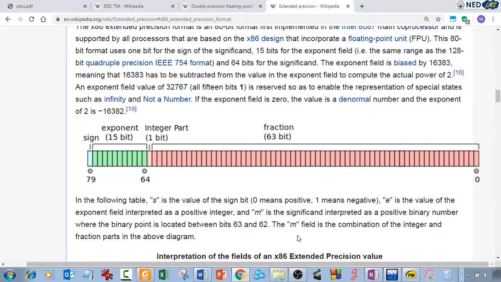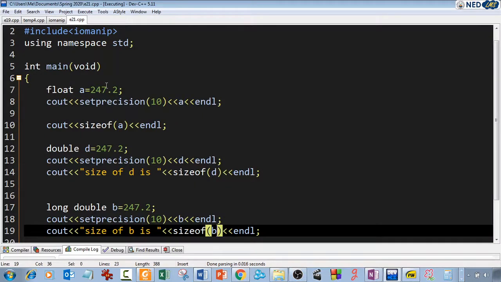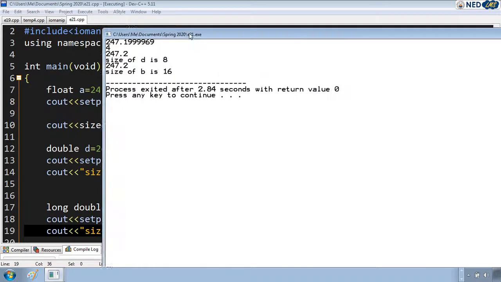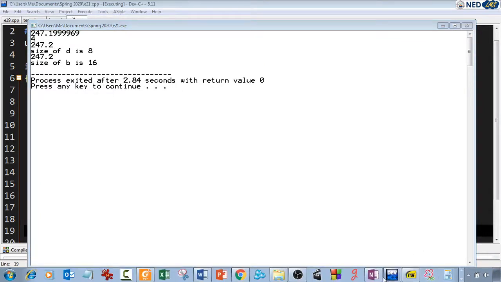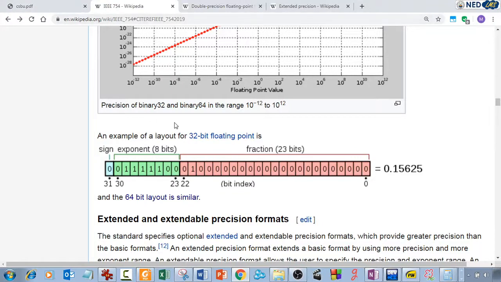So in the next part of this video, I'm going to discuss why we have this number, even though we stored 247.2, but it actually stored 247.199969. So let me go to the notepad and I'm going to discuss how this number is actually converted to binary format, the IEEE 754 floating point standard format, from this website. You can look it up on the internet, the IEEE 754 Wikipedia entry. You will see this format.